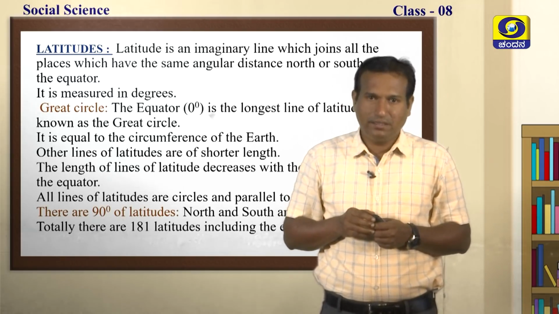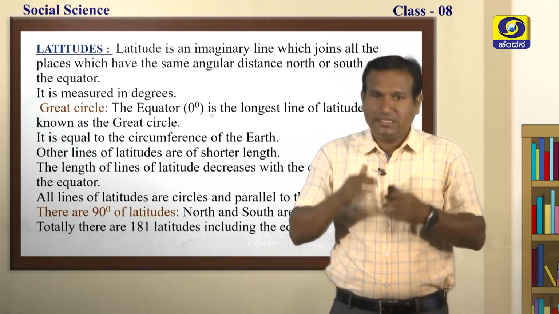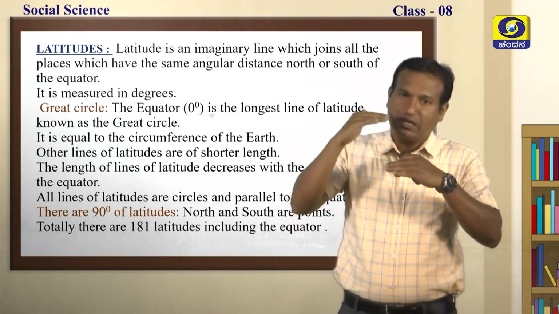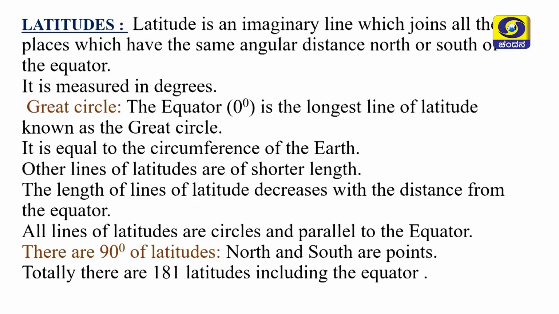All latitudes are marked with degrees. The great circle is equal to the circumference of the earth. The other lines of latitude are shorter in length compared to the equator.